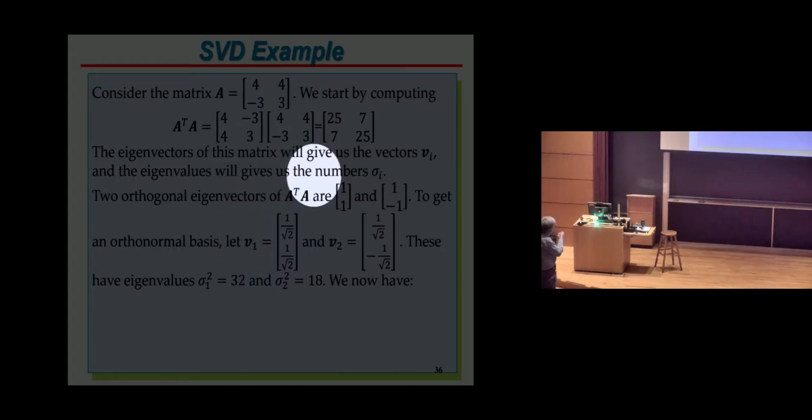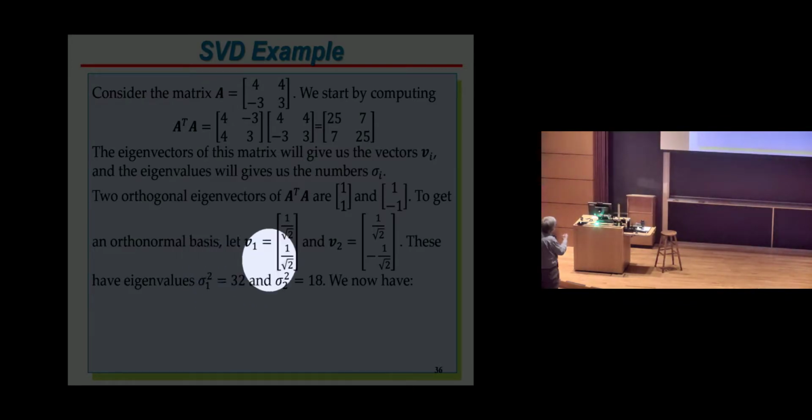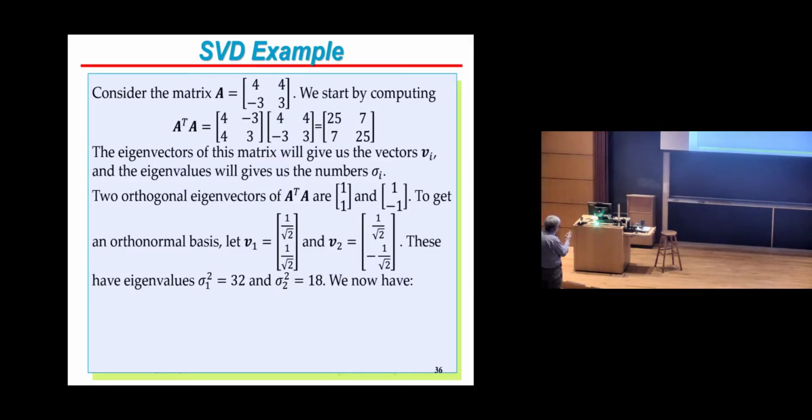They have magnitude square root of 2, so this is (1 over square root of 2, 1 over square root of 2) and (1 over square root of 2, minus 1 over square root of 2). And you have to find the eigenvalues of this, and the eigenvalues come to be 32 and 18. So sigma 1 squared is 32 and sigma 2 squared is 18. You always put the largest singular value first as sigma 1, so the first one is 32, the second is 18.